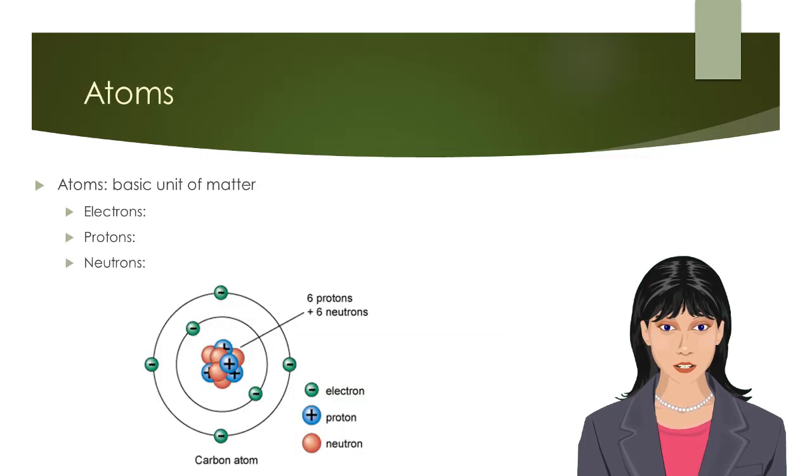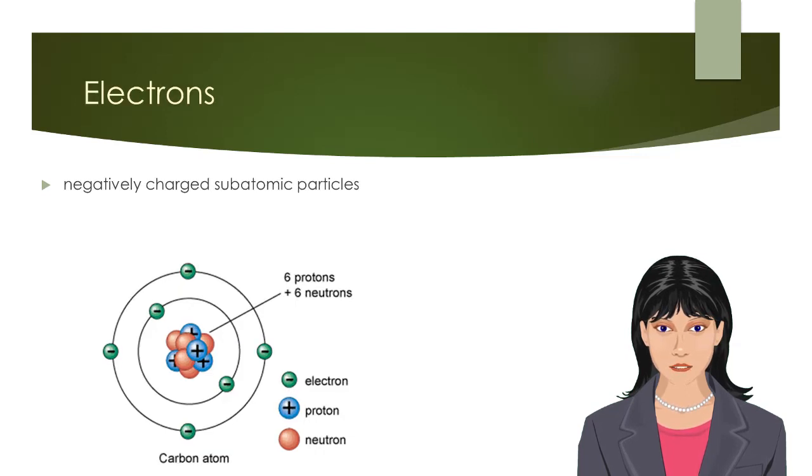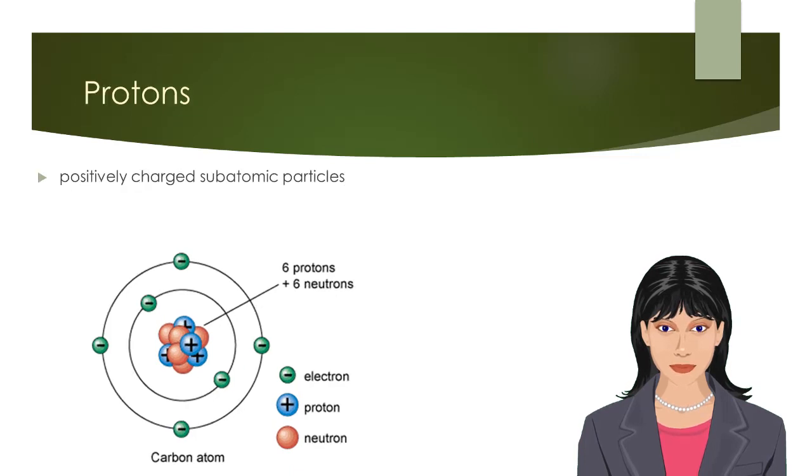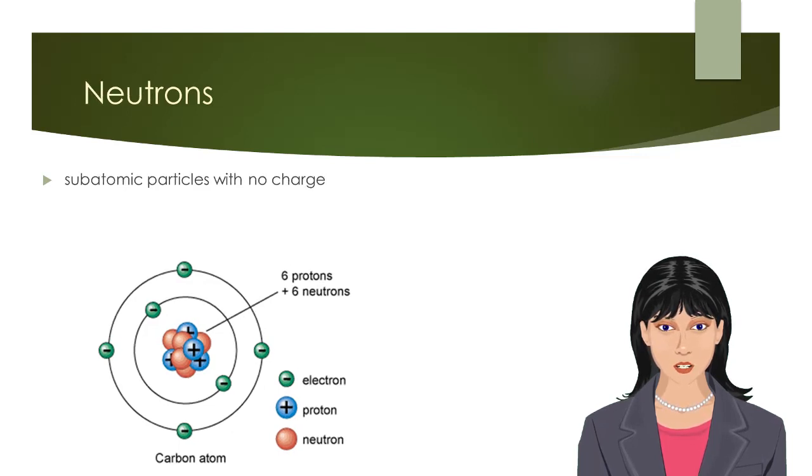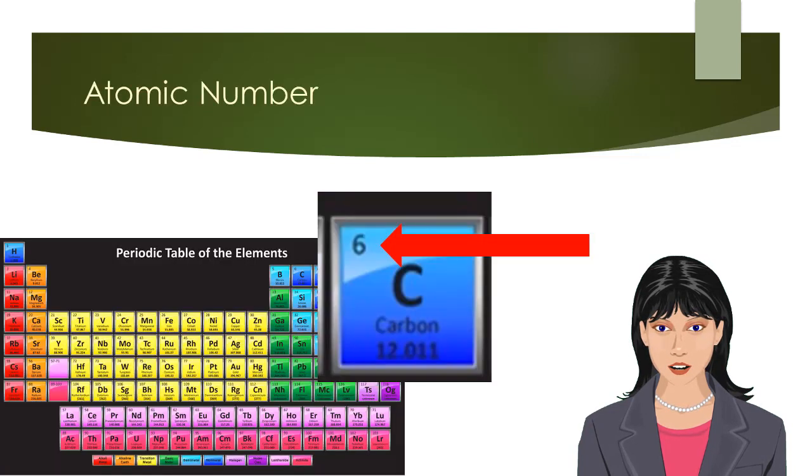An atom is the basic unit of matter, with a nucleus at the center, surrounded by negatively charged electrons that move around the nucleus in orbits. The nucleus consists of protons, or positively charged subatomic particles, and neutrons. Neutrons do not have a charge. The number of protons present in an atom identifies the type of atom. This is known as the atomic number. An atom with an atomic number of 6, or 6 protons, is a carbon atom.